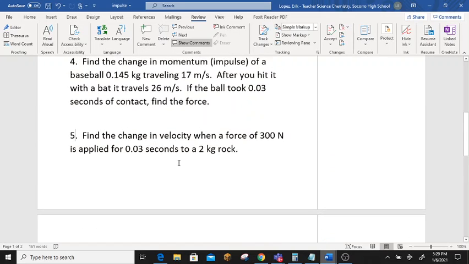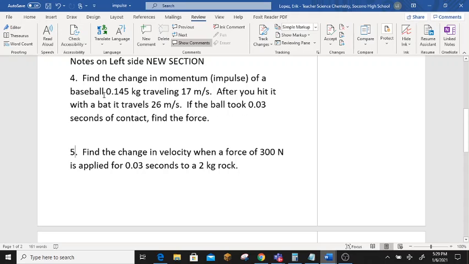Okay, so if we look at the first one, it says find the change in momentum of a baseball, and they give you the mass, and it's traveling at 17 meters per second. After you hit it with a bat, it travels 26 meters per second. If the ball took 0.03 seconds of contact, find the force. When you look at these problems, it's like, oh my gosh, that's a lot of information. They're giving you all sorts of stuff. How are we supposed to work these problems out?